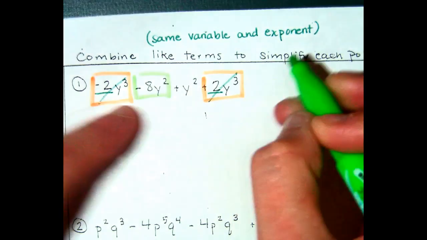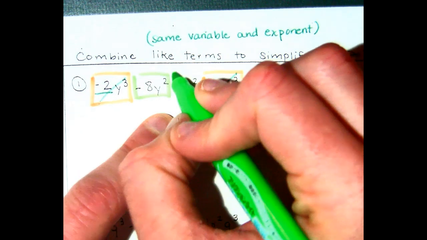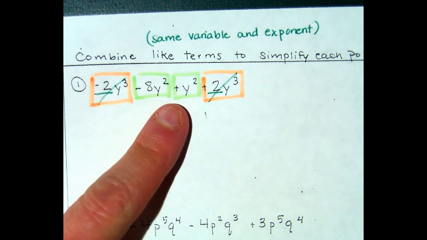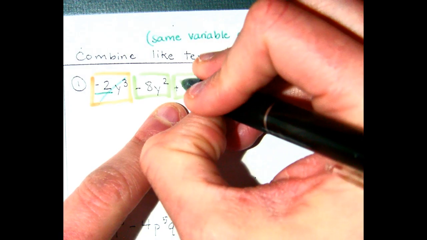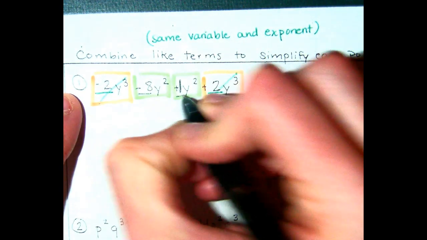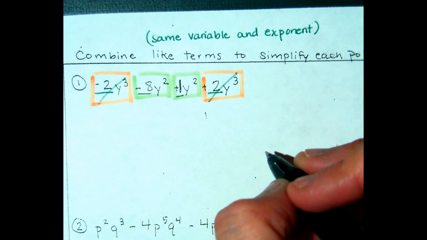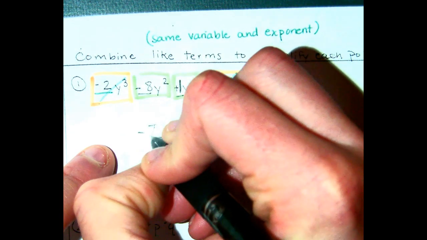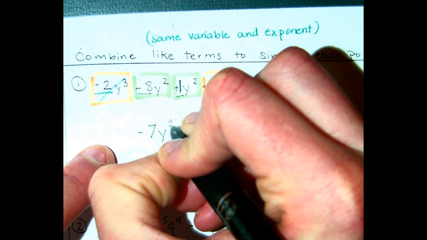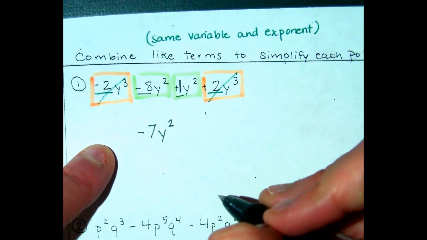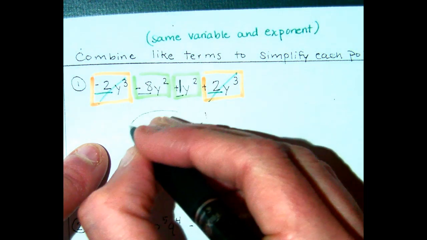-8y squared. Are there any other y squareds? Yes. What number's in front of that one? 1. If you need it, write it. I'm going to add the numbers in front. -8 plus 1. What is that? -7. Remember, if it's opposite signs, you subtract, keep the sign of the larger one. I do not change the variable or the exponent. I'm only changing the coefficient in front.